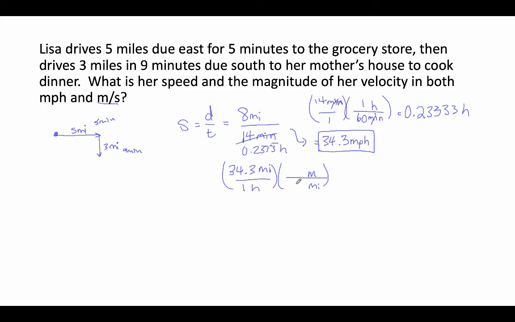Now, you may not know this, but I know that 1 mile is equal to 1,609 meters. That's something to memorize. Now, I still have to get rid of hours. So I want to get hours and turn it into seconds.